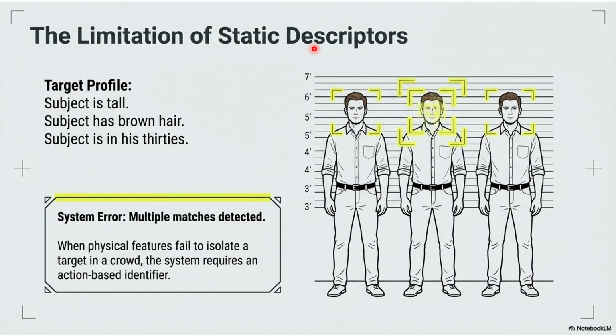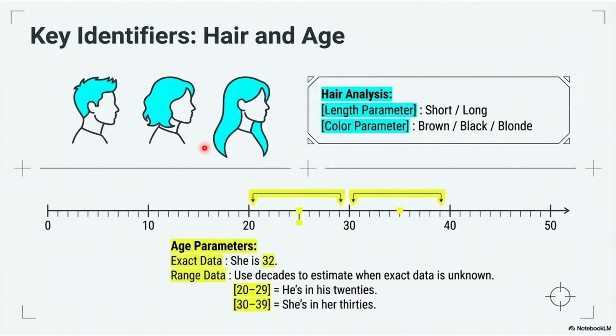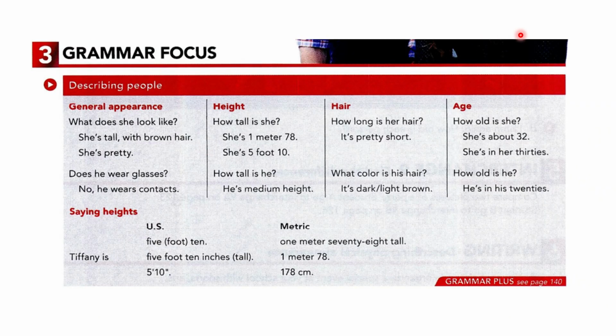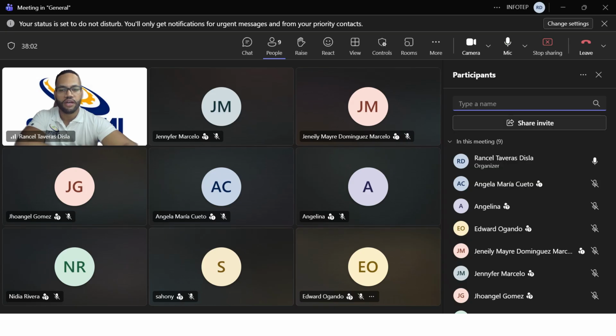Okay, the limitation of static descriptors. Target profile: subject is tall, subject has brown hair, subject is in his 30s. Just to give you an idea. And that's basically it in the case of this grammar focus. Is that clear? Do you have any questions about general appearance? Pretty easy, huh?